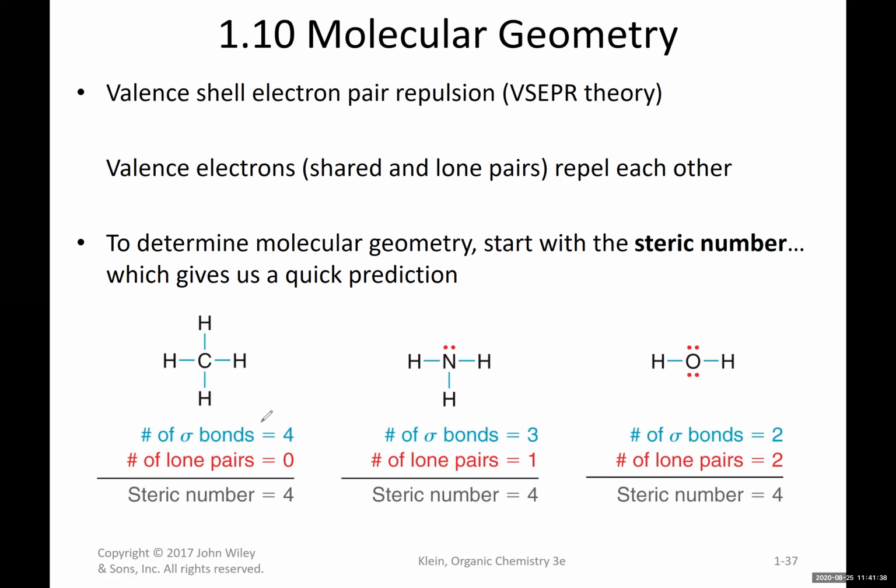So there are 4 bonds or 4 atoms and no lone pairs around the carbon, so the steric number is 4. And then ammonia, you have 3 bonds or 3 atoms attached to the nitrogen, and you have 1 lone pair. That's steric number 4, right? And water, you have 2 bonds, 2 atoms attached, and 2 lone pairs. 2 plus 2 is 4. So that's also steric number 4. So all these, methane, ammonia, and water, all have steric number 4.